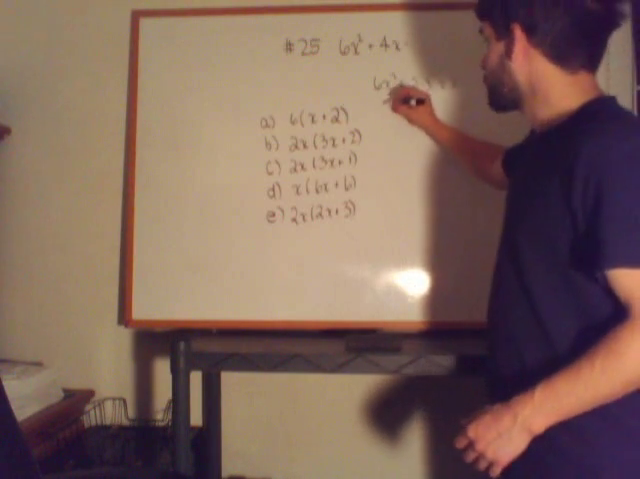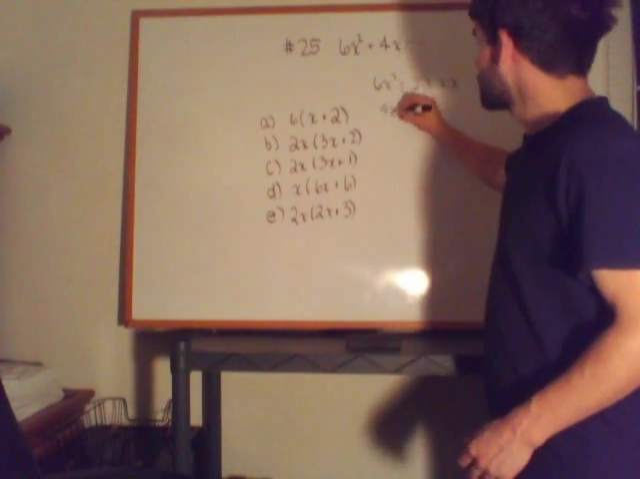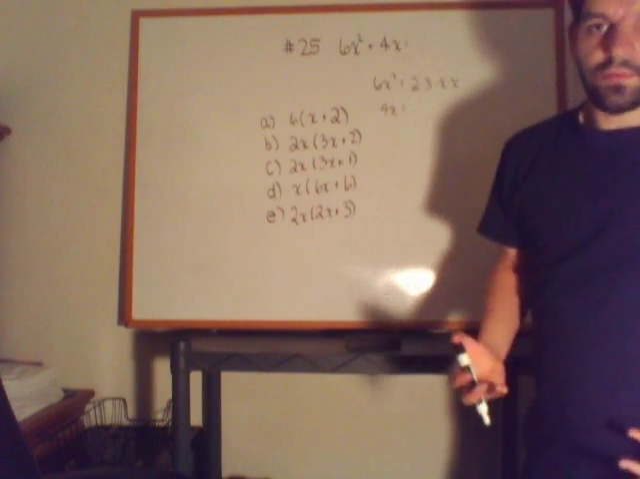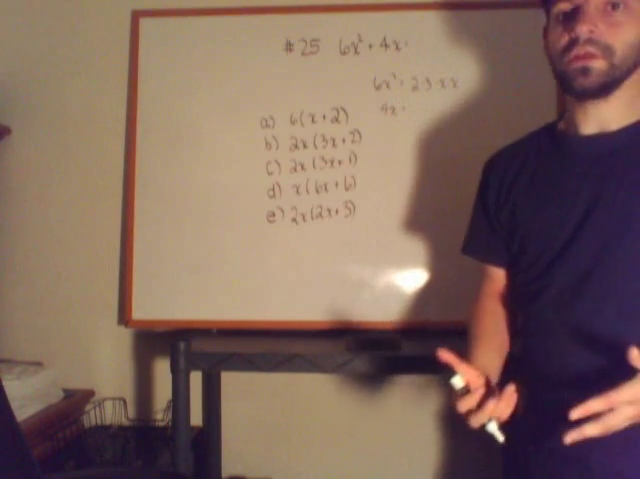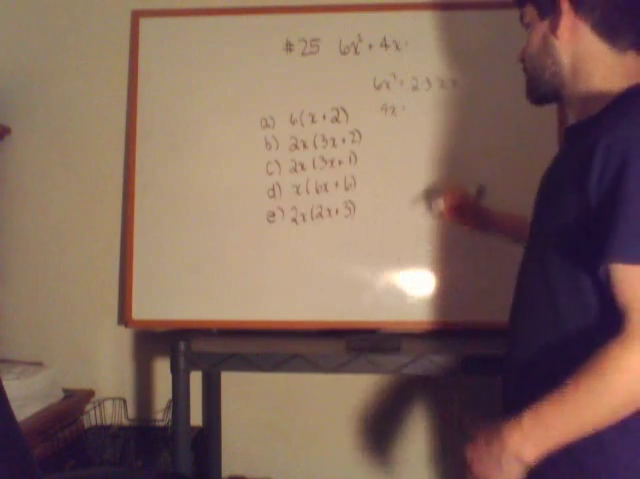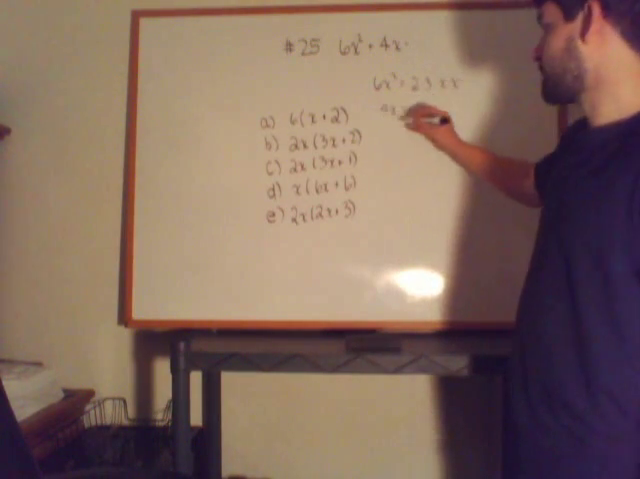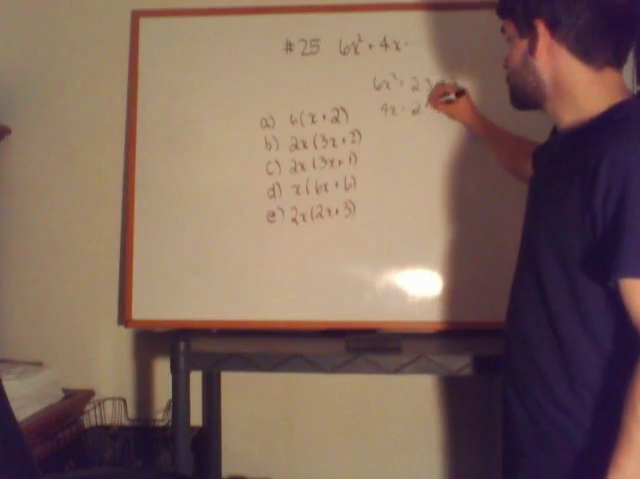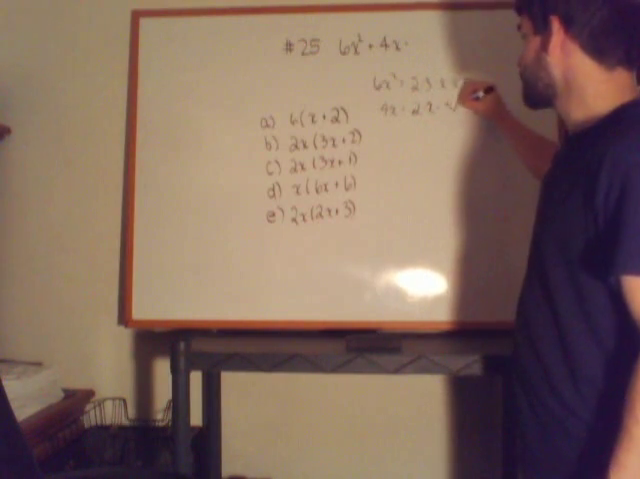Now let's look at 4x. Remember, 2 is a prime number. The only numbers it is divisible by are itself and 1. So I'm going to represent 4x as 2 times 2 times x.